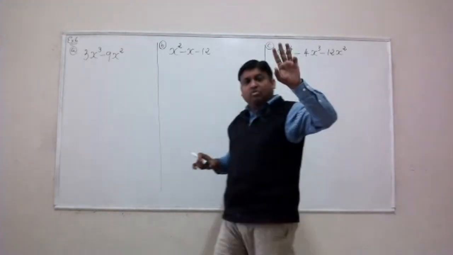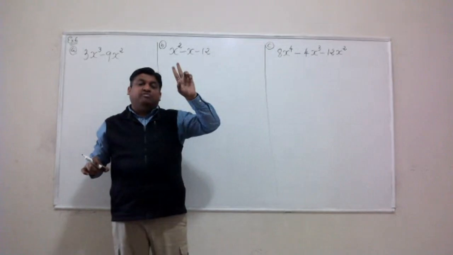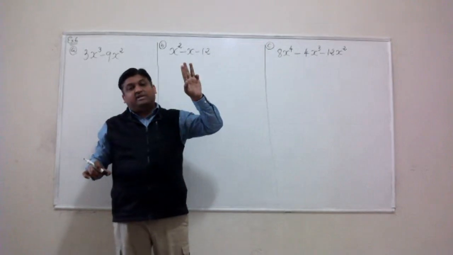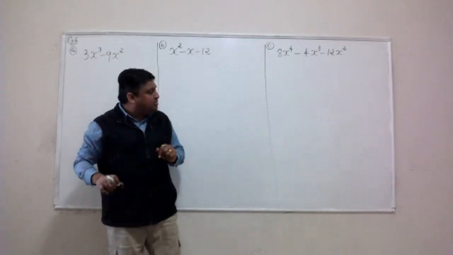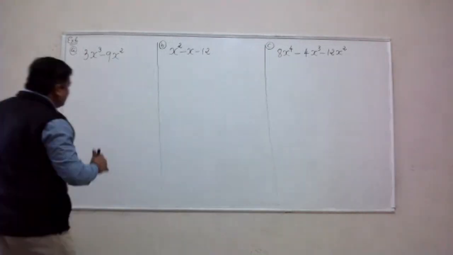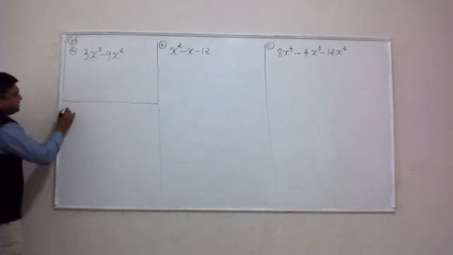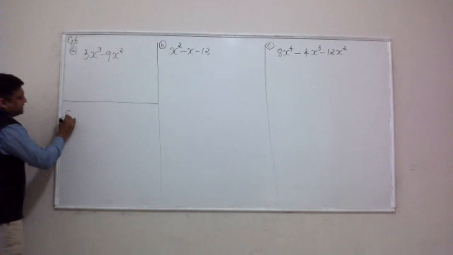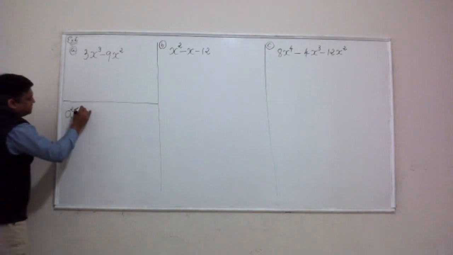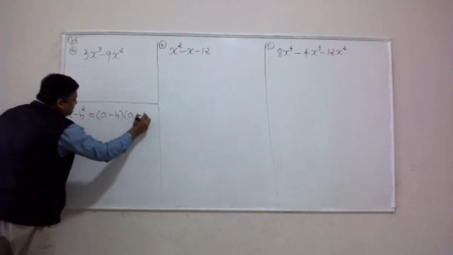Remember, we have only three techniques: look for the greatest common factor, factorization of trinomial, and special factorization formulas. I would like to write down the special factorization formulas, let's say somewhere here. All right. These are the special factorization formulas. a square minus b square factors as (a minus b)(a plus b).